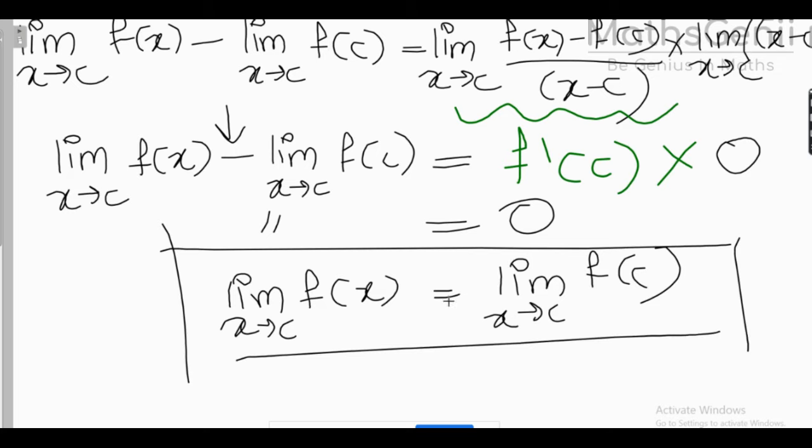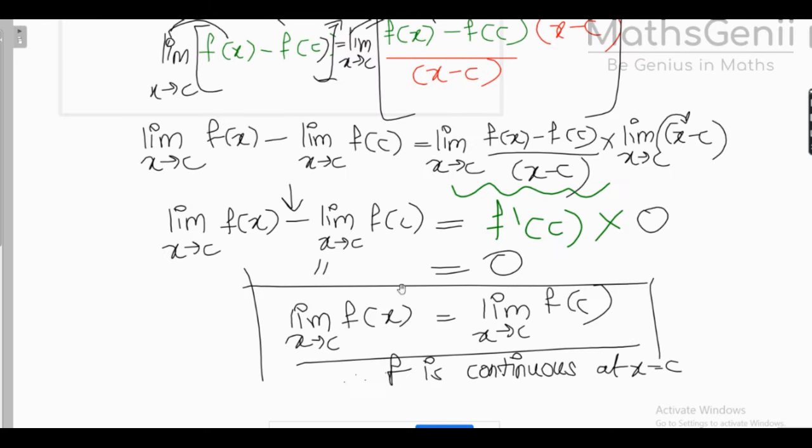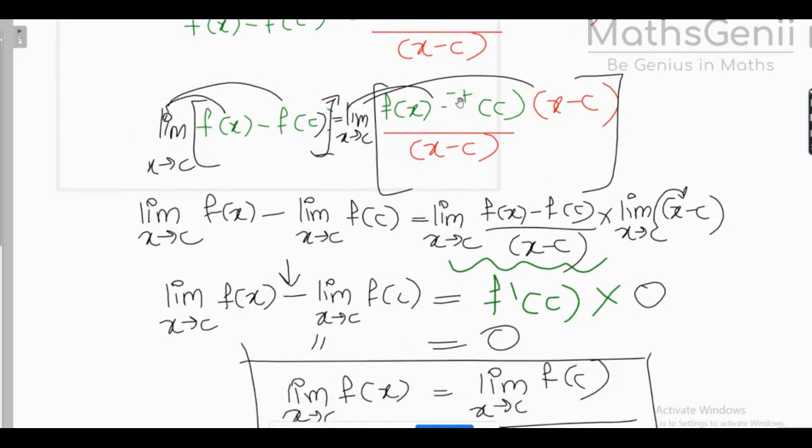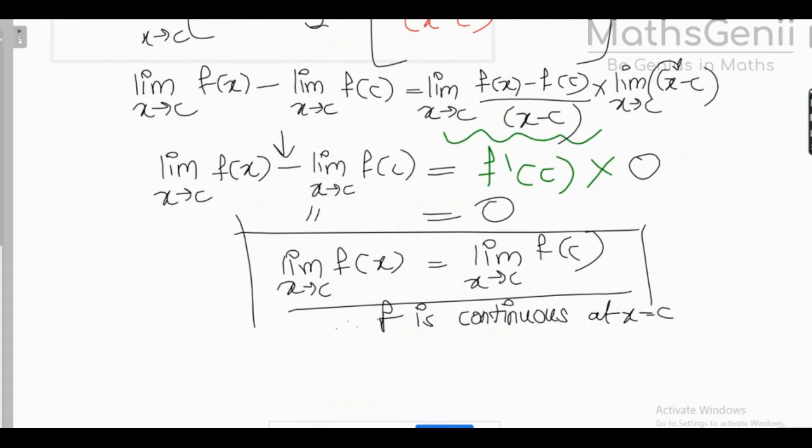You can go back to my continuity video and watch it. So therefore I can say that the function f is continuous at x equals c. So we started off with the definition of derivatives and we ended with continuity. So therefore we can say that if f is differentiable at point c, then it is also continuous. If any function is differentiable, it is also continuous. But vice versa is not true. If some function is continuous, then we cannot necessarily say that it is differentiable.